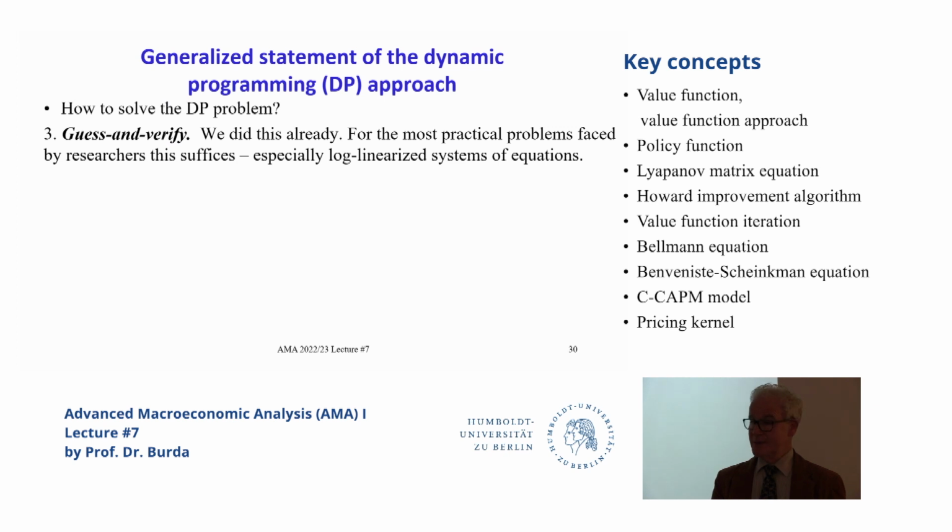And we already talked about guess and verify many times. So that's a kind of a classic approach, especially if you log linearize your macro model. Then this is the way to go, because if it's linear, the solution will be linear. Okay, so it's just a simple matrix operation on these very large state space systems. And that's what you'll be doing. That's what Dynare does for you, effectively.